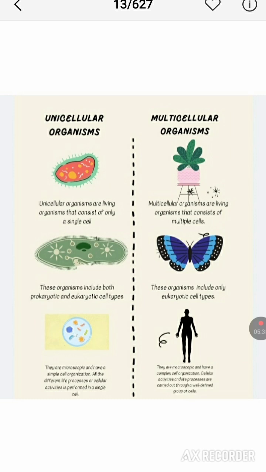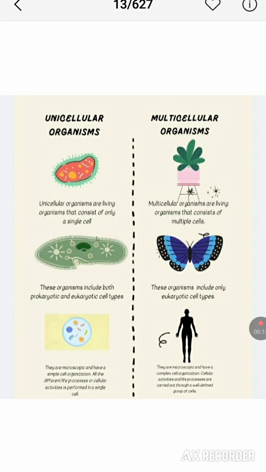The next terminology is unicellular and multicellular organisms. Unicellular organisms are living organisms that consist of a single cell, while multicellular organisms contain multiple cells. Unicellular organisms include both prokaryotic and eukaryotic cell types, which means that some cells contain a proper nucleus and membrane bounded organelles, and some cells do not have a proper nucleus and membrane bounded organelles, while all the multicellular organisms are eukaryotic.